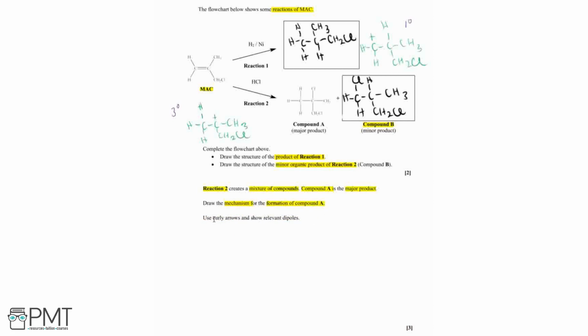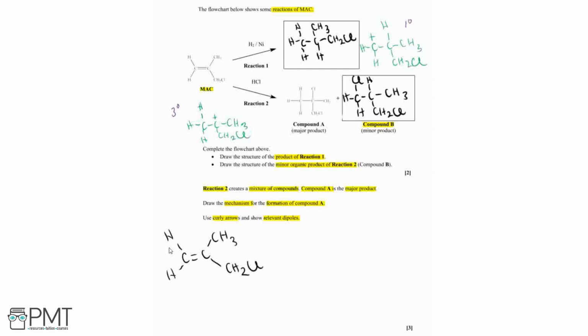And now we need to draw a mechanism for the formation of compound A overall. And we need to ensure that we're using our curly arrows and that we're showing any relevant dipoles here for this question. So let's start out by drawing our MAC compound, and then we can start to add in some curly arrows and some dipoles to follow this reaction.